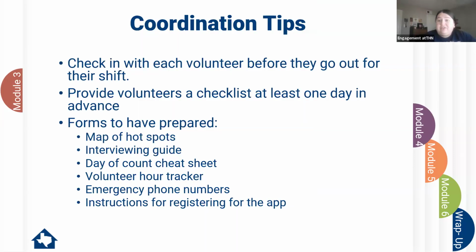All right. So here is just a quick list of tips for preparing for the point in time count, specifically geared towards volunteers. Check in with each volunteer before they go in and out for their shifts. Provide volunteers with a checklist at least one day in advance of the things that they're going to need to survey, such as their phone, maybe a mobile battery, anything like that that they can use. We also have resources for this that are going to be uploaded to the website shortly. Then make sure to have a map of the hotspots so they know where they're going, an interviewing guide so that they know what they're doing, and a day of count cheat sheet. Again, that resource is going to be on our website as well. Also a volunteer hour tracker form, as well as emergency phone numbers and instructions for registering for the application.